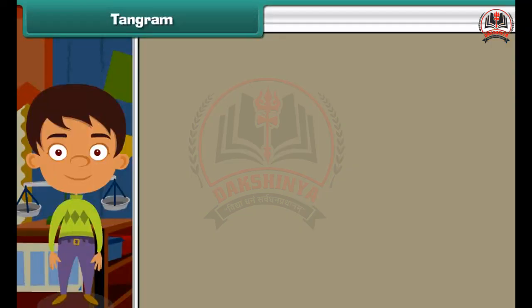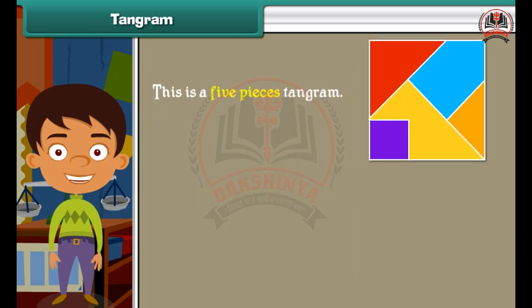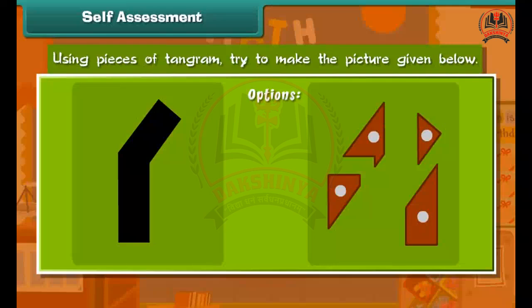Tangram. Tangram is an old Chinese puzzle. From the pieces of the tangram, we can make shapes of animals, people, and things. This is a 5-piece tangram. The 5 pieces of tangram are shown. Hey kids, it's time to have some fun. Using pieces of tangram, try to make the picture given below.